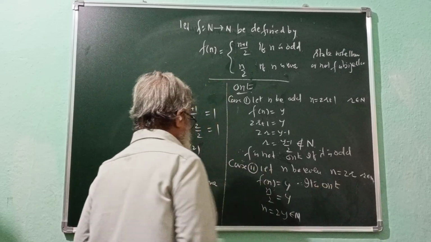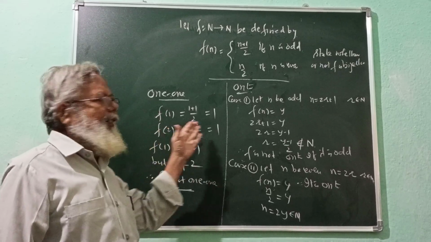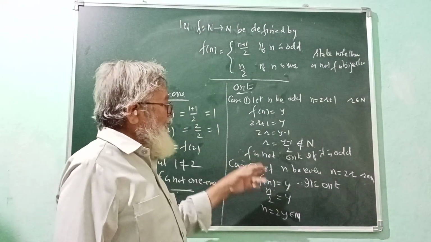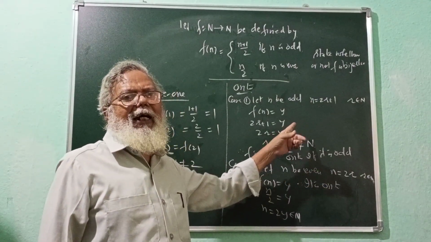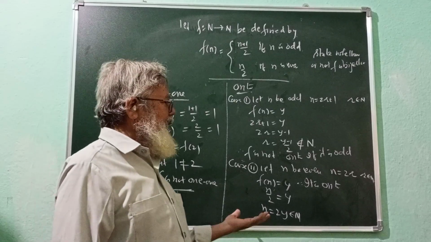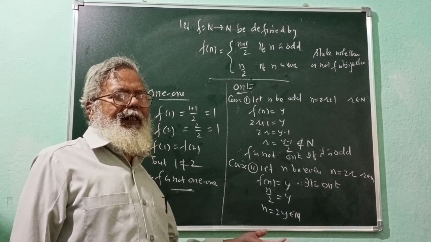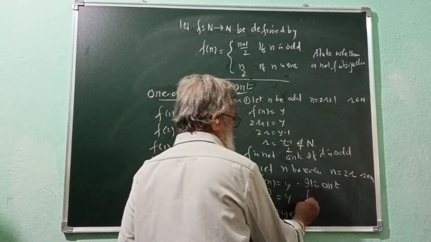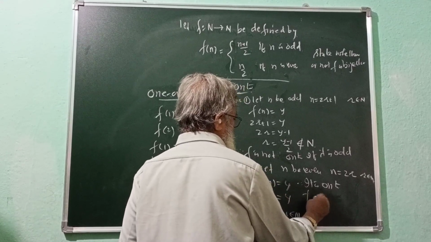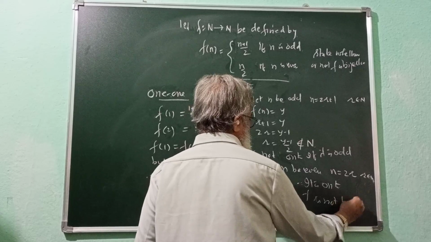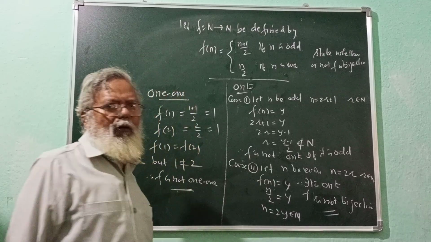We observe that f is not one-one in all cases, even or odd. When it is an even number, it is onto; when it is an odd number, it is not onto. So in general we say that f is neither one-one nor onto. Therefore, f is not a bijection. That is the solution for this problem.